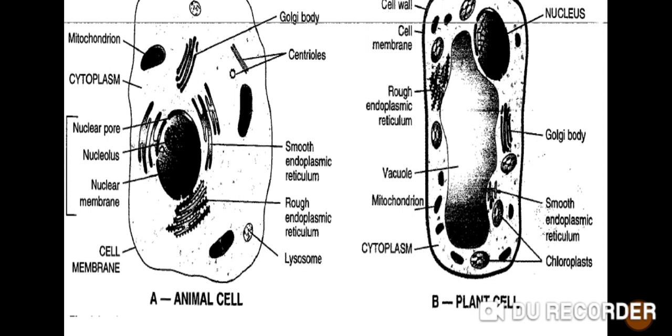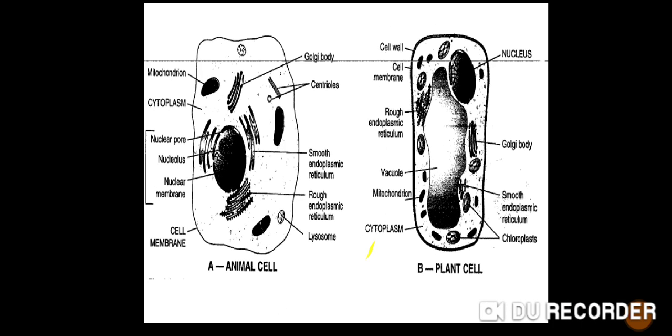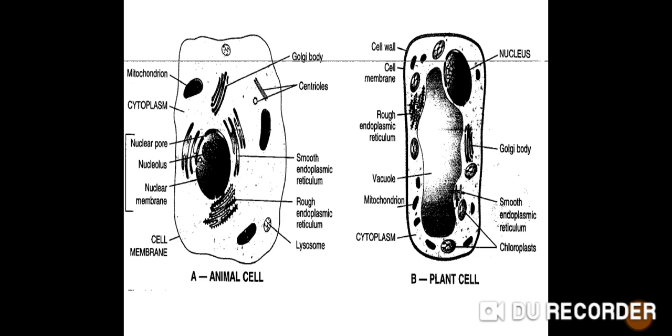The other major difference that we find is the vacuole. The vacuole is a large portion which has water, and it gives the pressure to retain the structure of the plant cell.